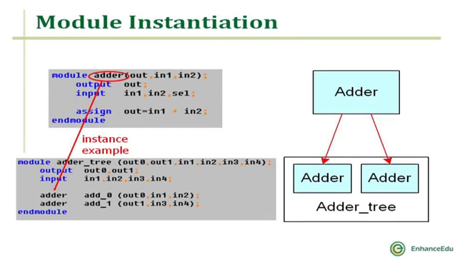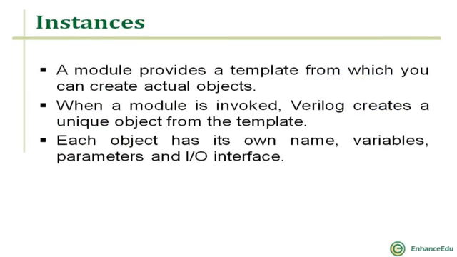To look at an example, you can see that in this example the module adder is called in the main module, and then an instance add_0 is created with out0 output and in1 and in2 inputs. A module provides a template from which one can create multiple objects. When a module is invoked, Verilog creates a unique object from the template. Each object has its own name, variables, parameters and I/O interface.